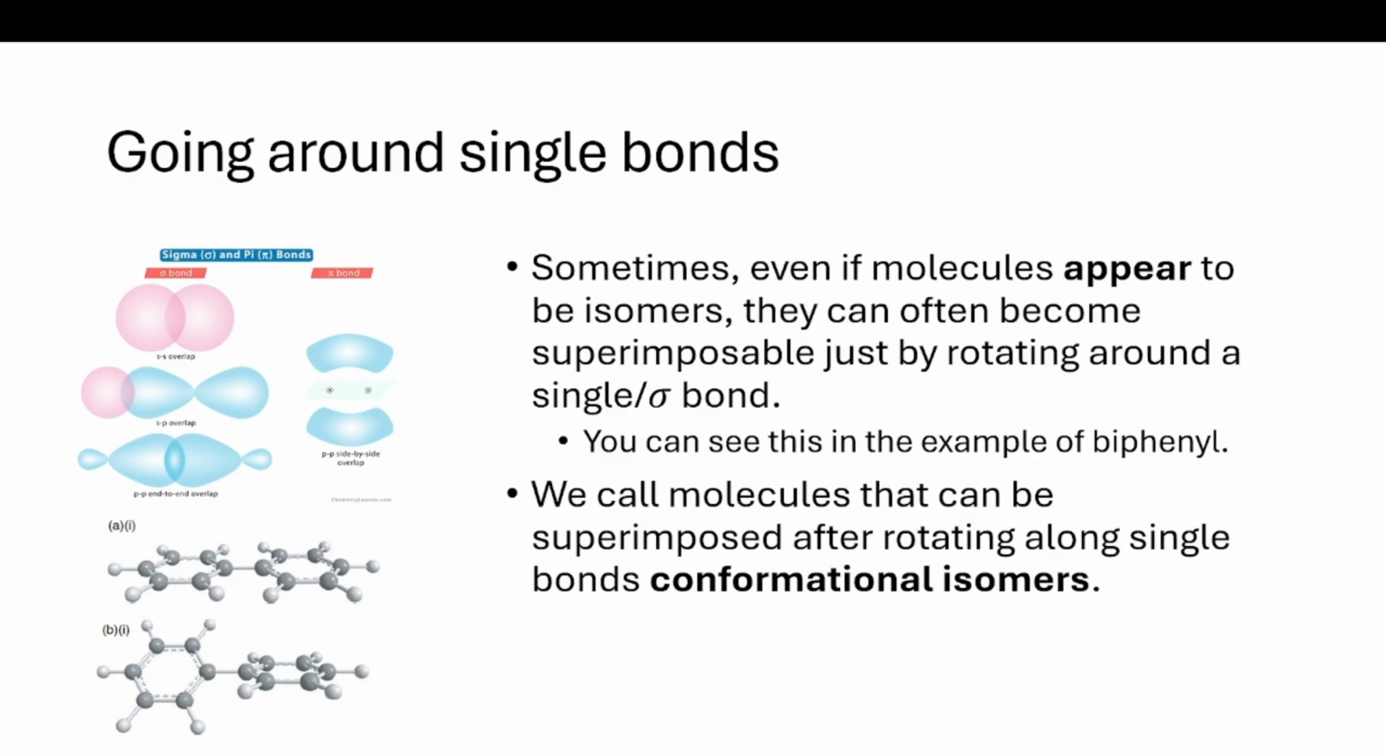And because of that, we can rotate the orbitals however we want, and that bond will still exist. Therefore, we get conformational isomers by just rotating around a single bond. For example, in this image I put here, this is a compound known as biphenyl, and this consists of essentially two benzene rings.